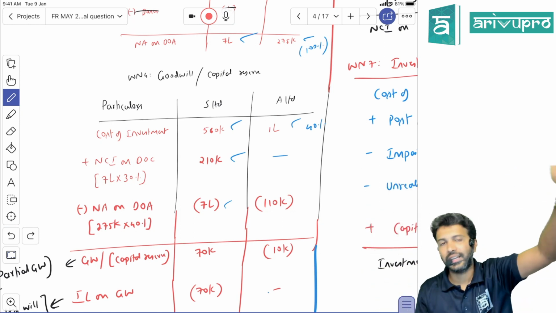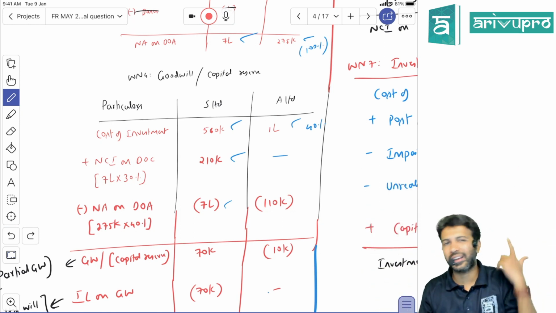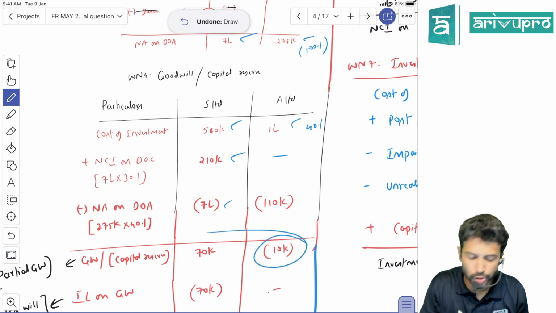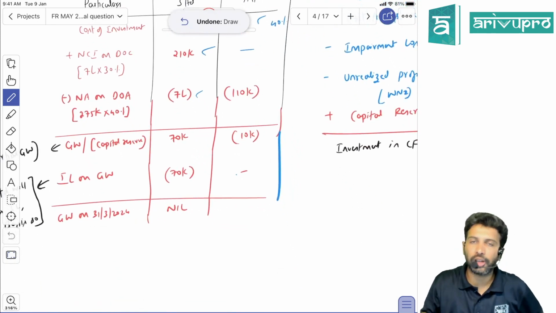We call it goodwill. If we pay less, it's a bargain purchase gain or capital reserve. Here they're paying less, so it's a capital reserve. This needs to be accounted, which I'll tell you in a bit. Okay, so that's your calculation.